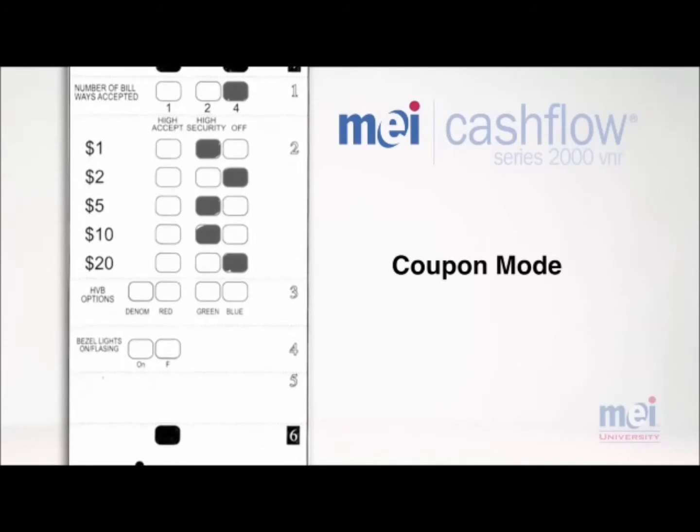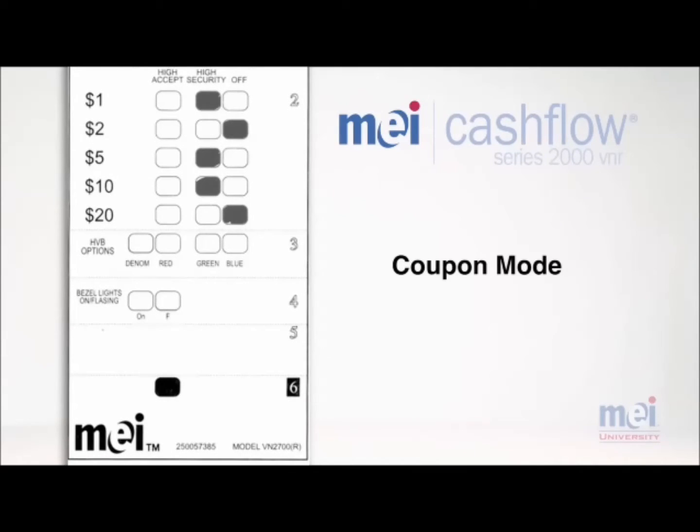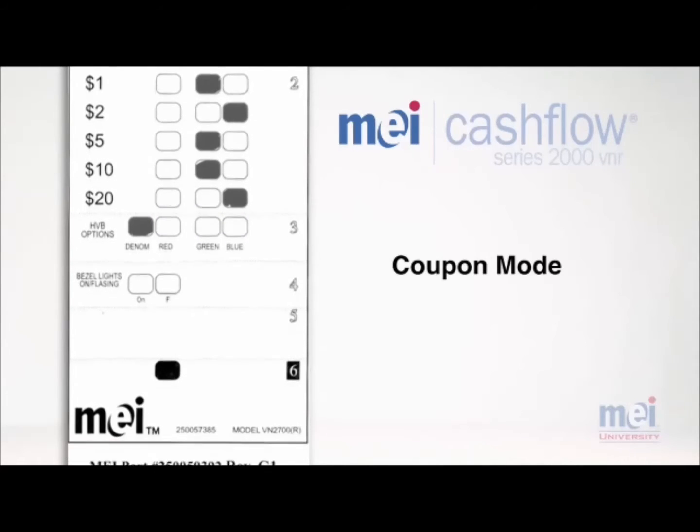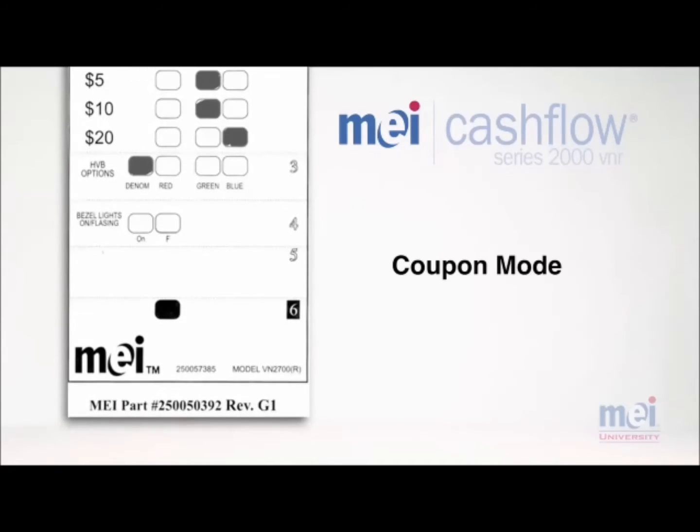Section 3 is only used for units that have the high visibility bezel installed. If you want the denomination lights on, then fill in the denom block. If you want a specific color or colors to illuminate on the bezel, then fill in the circles accordingly. To have all the colors blend on the bezel, leave the color section blank. Section 4 refers to the standard VFM or compact bezel green arrows. You can set them to be on steady or flash.